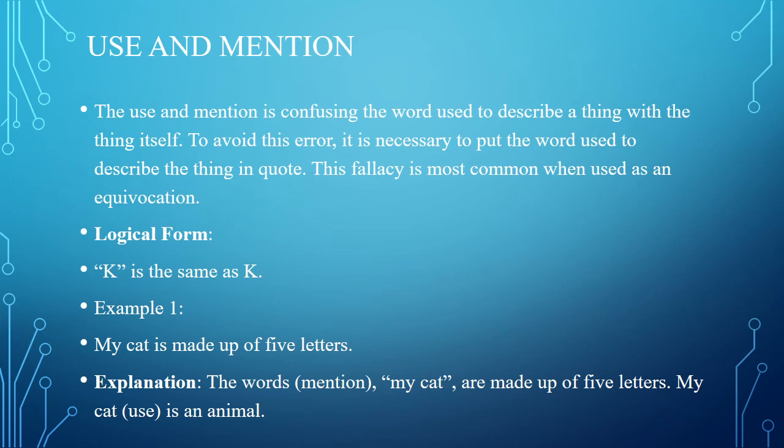Use and mention is confusing the word used to describe a thing with the thing itself. To avoid this error, it is necessary to put the word used to describe the thing in quotes. This fallacy is most common when used as an equivocation. Logical form: K is the same as K. Example 1: My cat is made up of 5 letters. Explanation: The words mentioned, "my cat", are made up of 5 letters. My cat, used, is an animal.